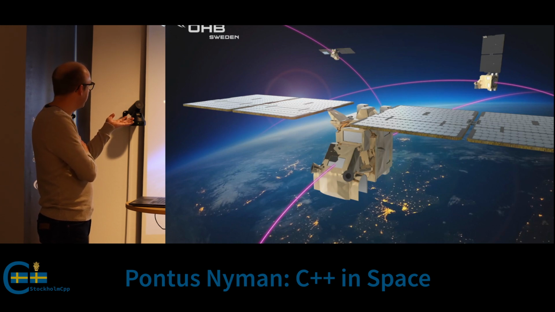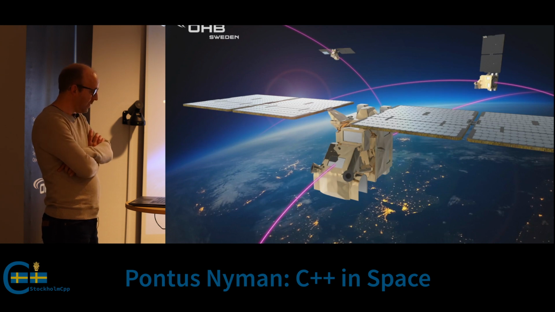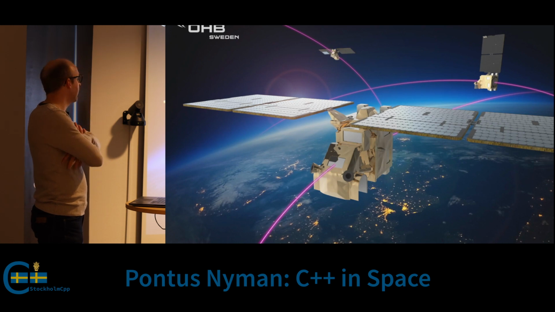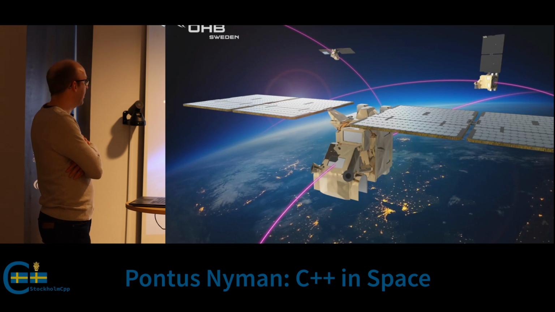This picture shows one of the satellites that we work on for the moment. This is the Arctic Weather Satellite. Its purpose is basically to give better weather forecasts in the Arctic areas, because apparently, I'm not an expert on this, the weather forecasts are quite a lot worse in the Arctic areas compared to more southern Europe.